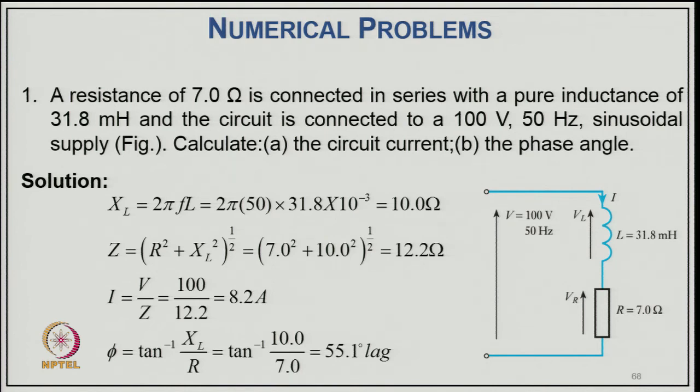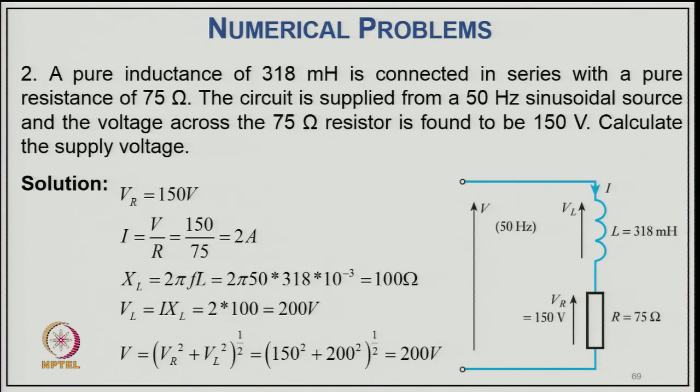Here, calculating the reactance, X L equals 2 pi f L equals 2 pi into 50 into 31.8 into 10 power minus 3, converting millihenry to henry, which becomes 10.0 ohm. Z is under root of R square plus X L square, that is under root of 7 square plus 10 square, which becomes 12.2 ohm. So I becomes V upon Z, that is 100 upon 12.2, which is 8.2 ampere, and phi is tan inverse X L upon R, that is tan inverse 10 upon 7, which is 55.1 degrees lag.